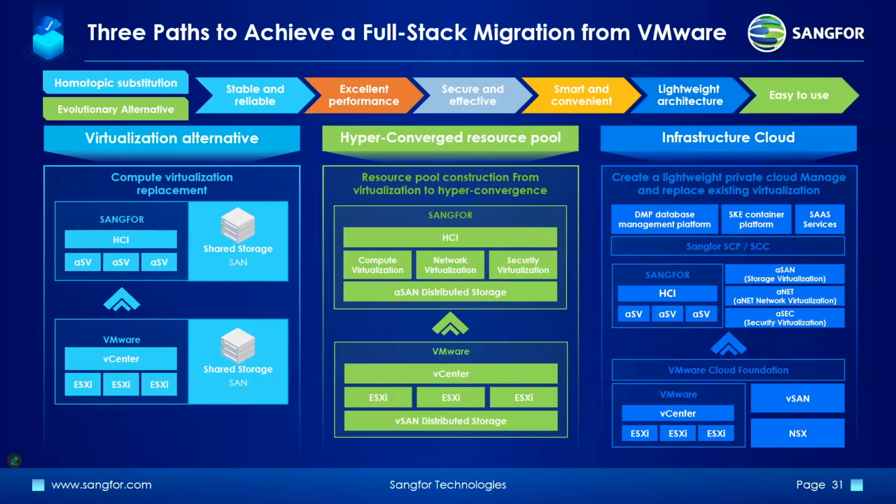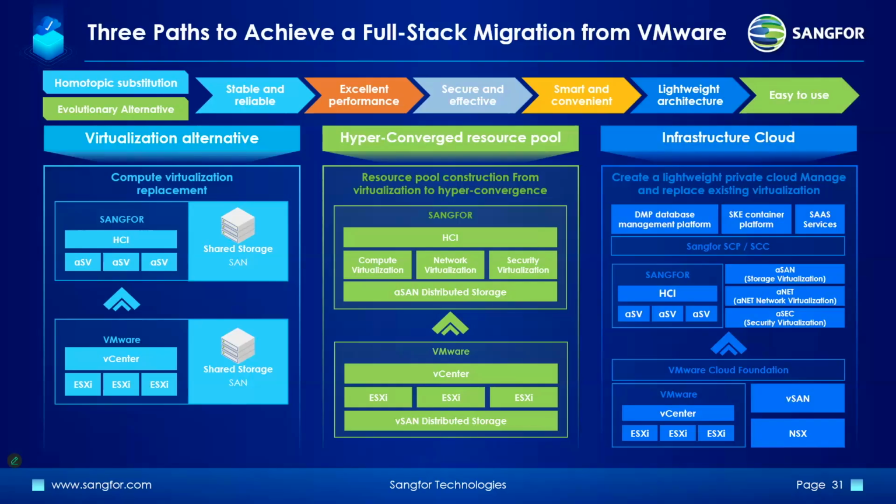All right, so these are 3 stacks for different types of customers or different kinds of infrastructure that you have, and we are able to migrate different types of infrastructure accordingly, right? First one, again, only as a virtualization, only ASV will be required. Second one, HCI, that means ASV, ASN, and ANET. The third one is a complete private cloud, ASV, ASN, ANET, as well as SCP. Plus, if they require Kubernetes, we can provide Sangfor Kubernetes Engine.